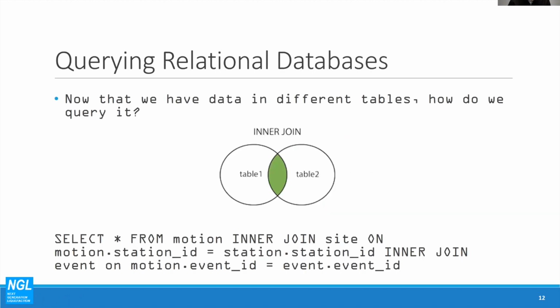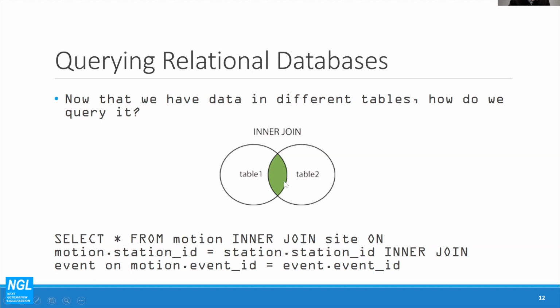So, okay, let's talk about querying relational databases. Now that we have data in different tables, let's say we wanted to produce that flat file because it is a useful thing for us to look at. How would we do that? Well, that's where the query would come in. So we would have a query like this one: select every, so star just means select everything.